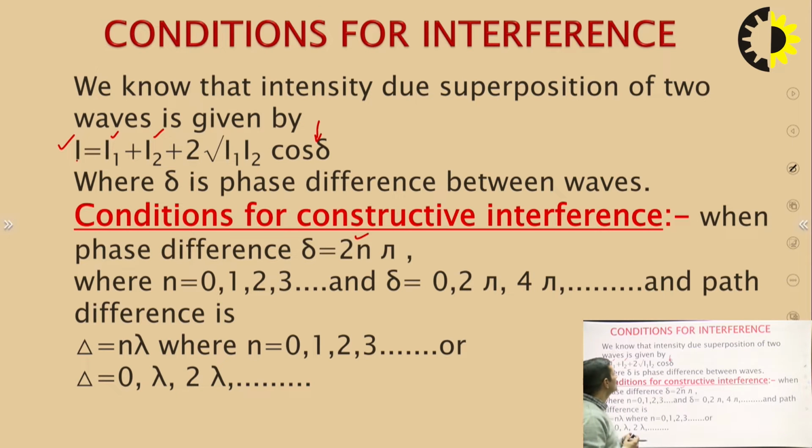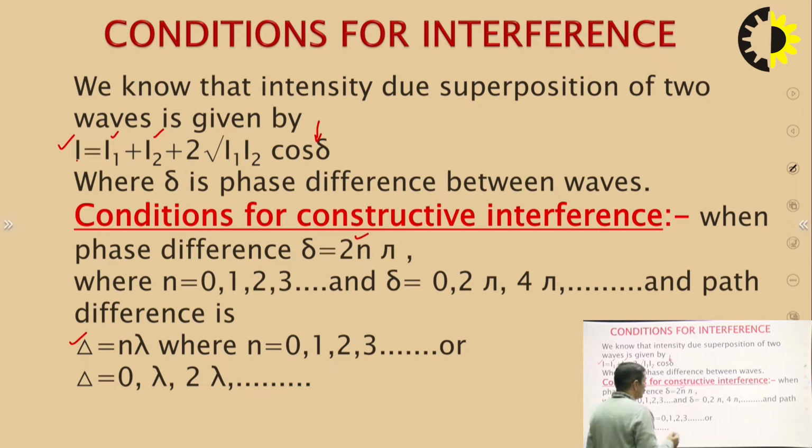So I will be equal to root I1 plus root I2 whole square, which is the maximum value of the resultant intensity. So the phase difference delta should be equal to 2 n pi. And if we want to write the condition in terms of path difference, then the path difference should be an integer multiple of lambda for constructive interference.